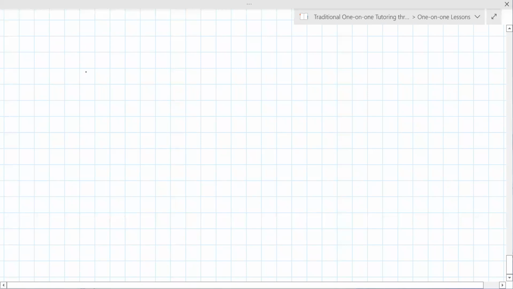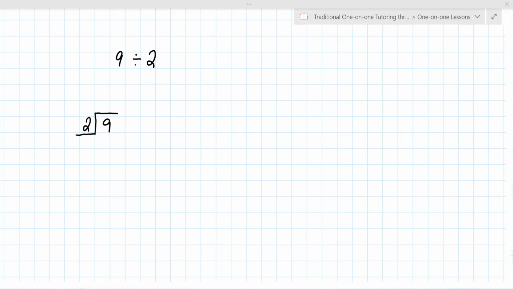All right. So let's look at this. Let's say we want to do 9 divided by 2. Okay. 2 goes outside the house and 9 goes inside the house. Give me just a moment.